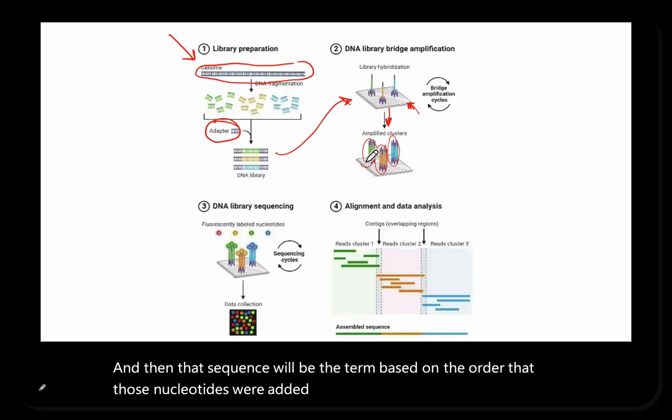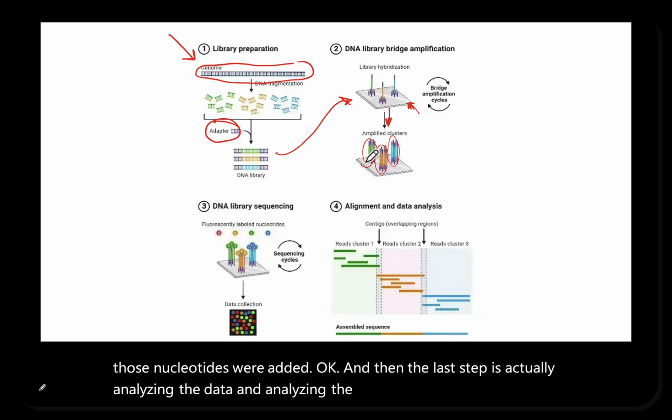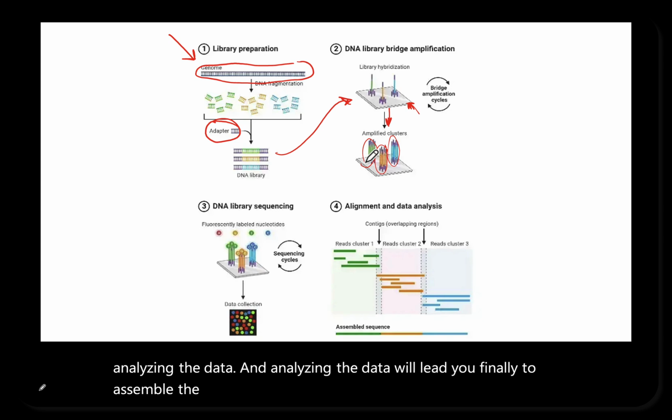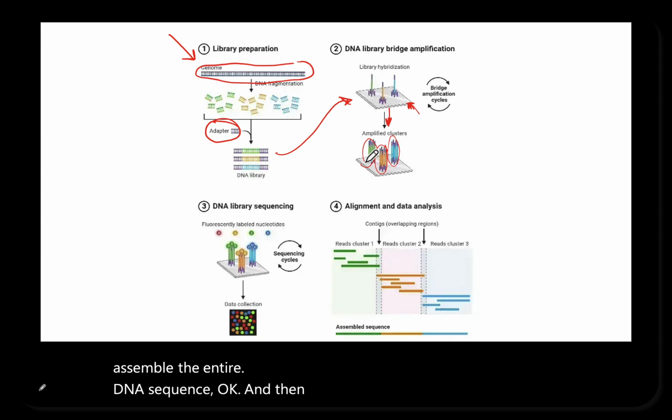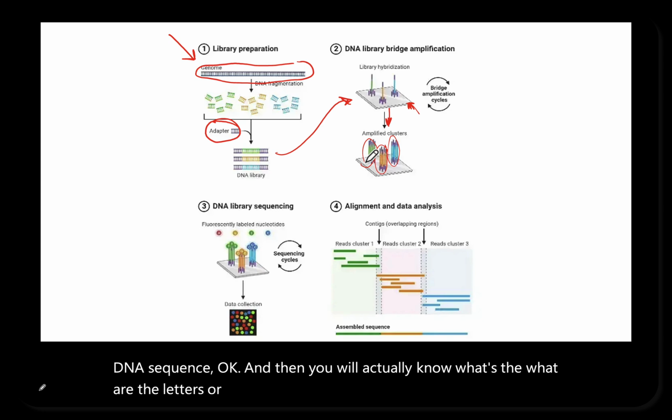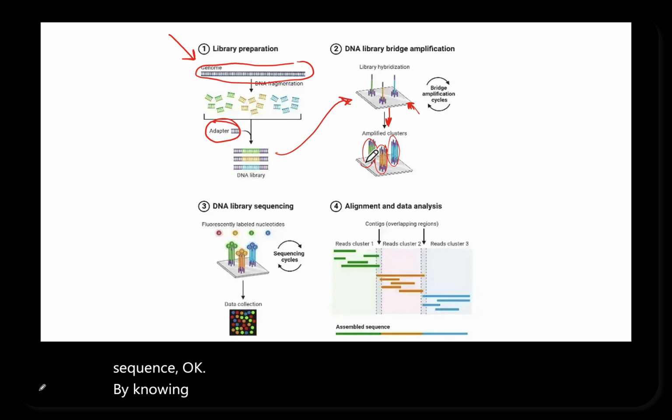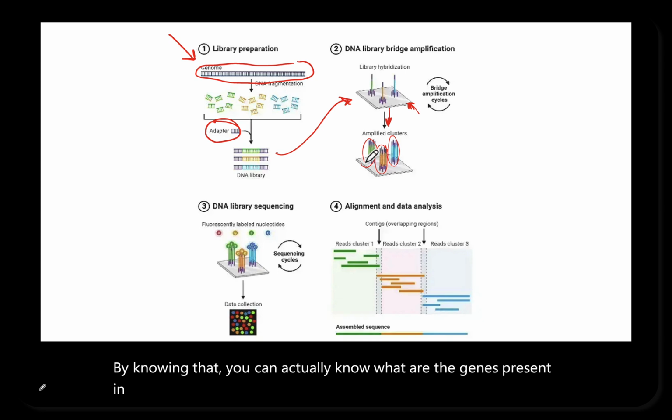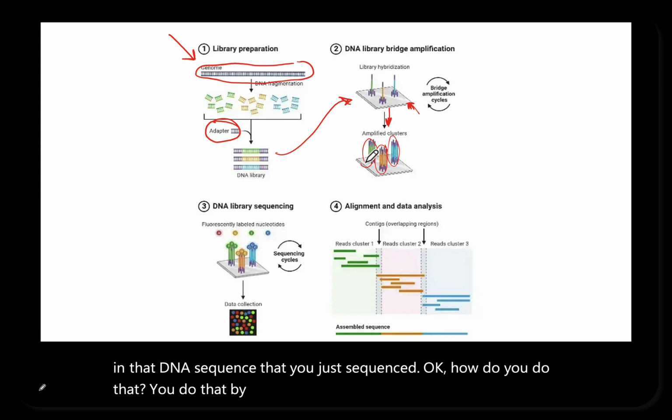Okay? And then the last step is analyzing the data. And analyzing the data will lead you finally to assemble the entire DNA sequence. Okay? And then you will know what the letters, or the nucleotide bases, are that make up that sequence. Okay, by knowing that, you can know what genes are present in that DNA sequence that you just sequenced. Okay, how do you do that? You do that by using bioinformatics.